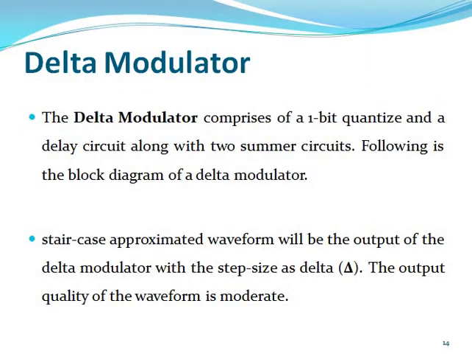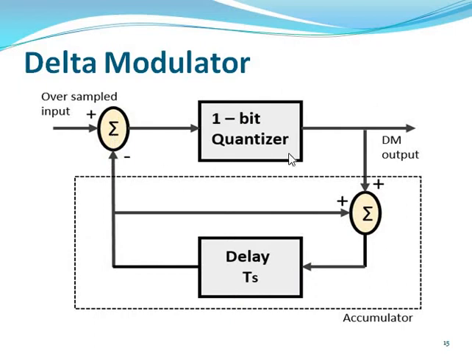So we can show it in delta modulation. Delta modulation comprises a 1 bit quantizer and a delay circuit along with two summer circuits. Following is the block diagram of delta modulation. We can show the 1 bit quantizer. This is the sampling input, omega, and this is the output. This is the accumulator. It is not compulsory.